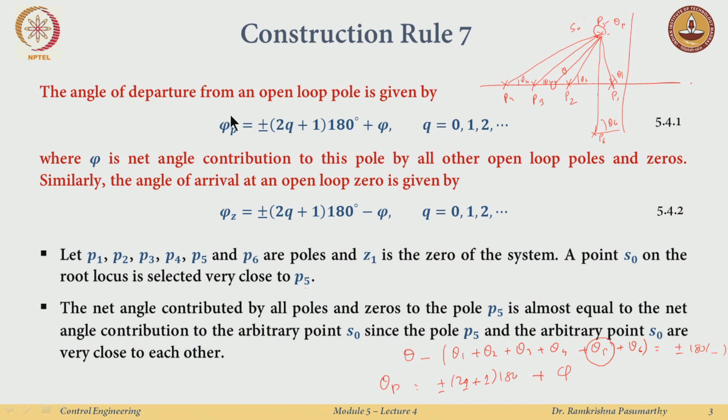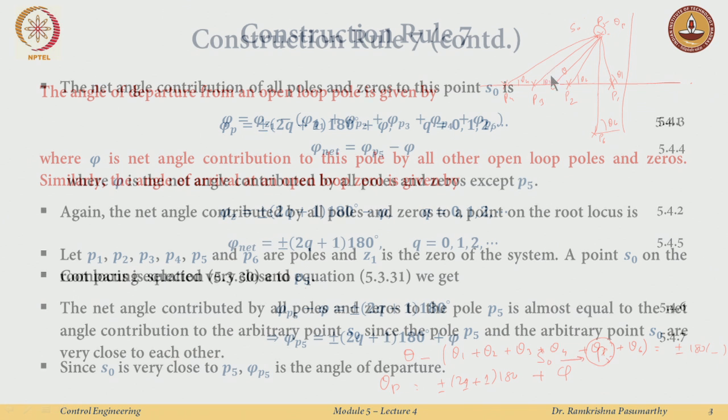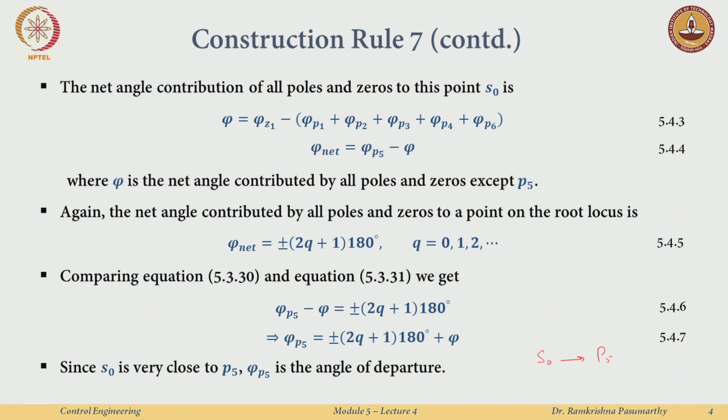Similarly, I could even do it for a 0. It's exactly the same procedure. Take the 0 and take a point just to the left or right, or top or bottom of the 0, and then the angle can be computed quite easily.